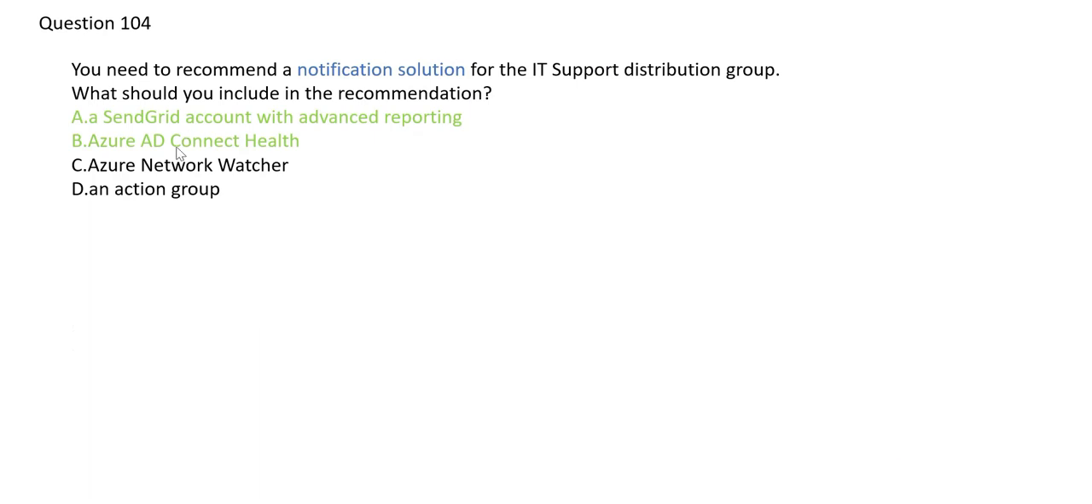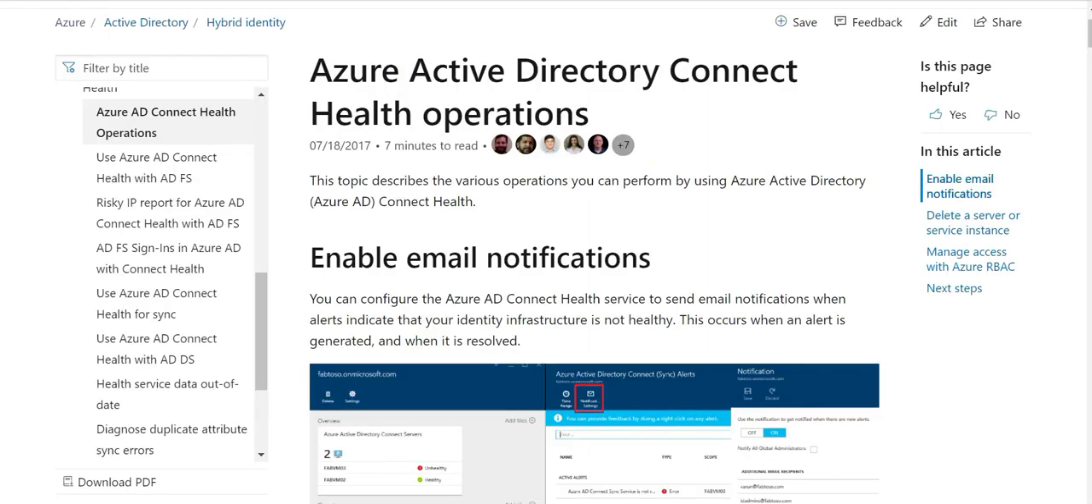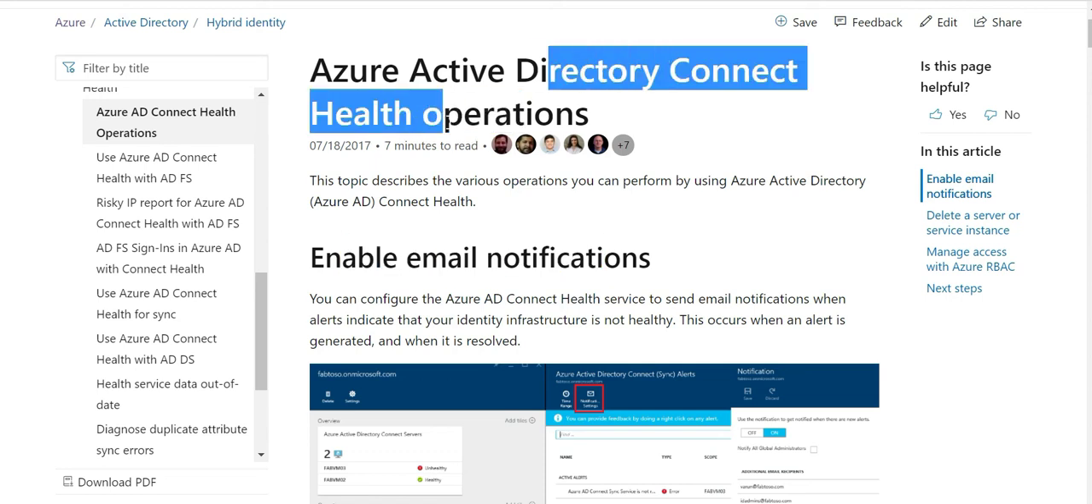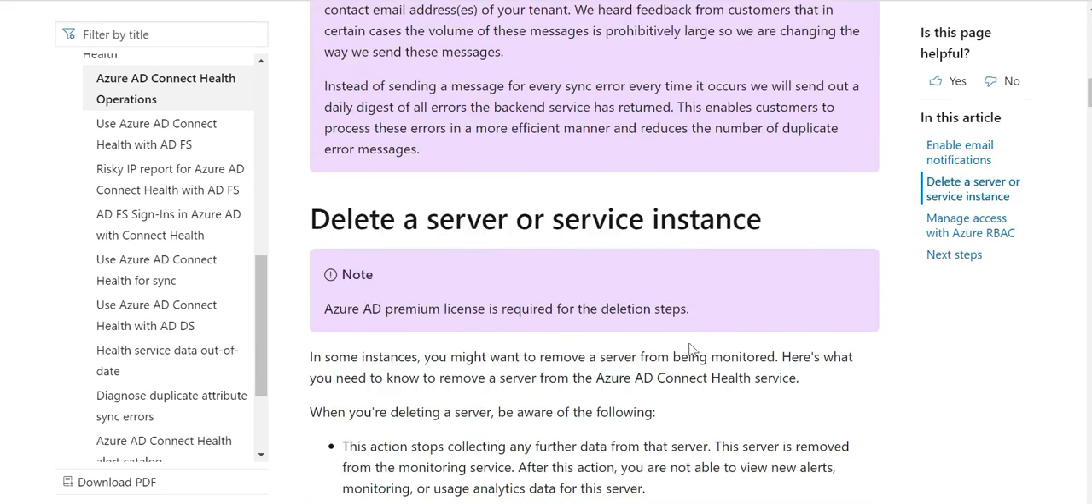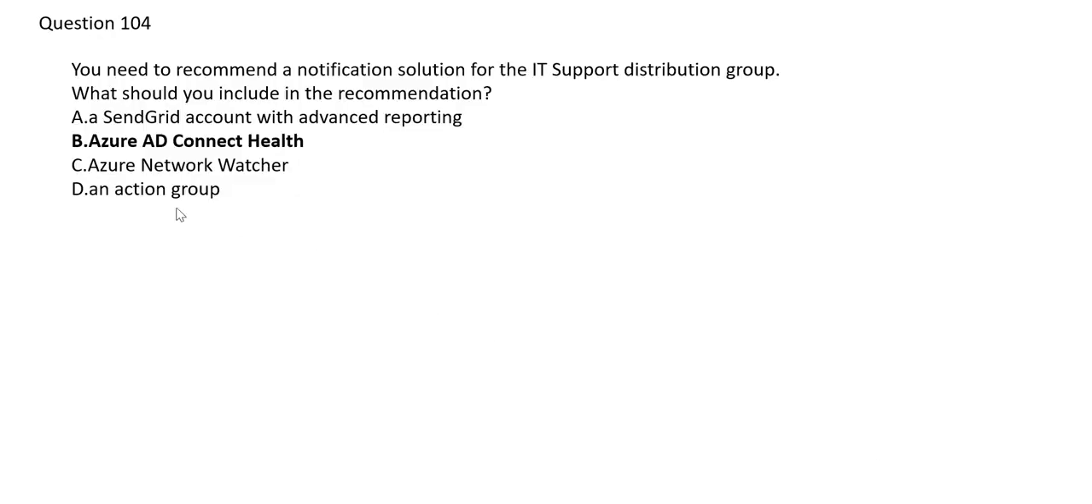But does AD Connect Health have features to send notifications? Is there a notification solution in place? Let's check that. You see this, you can configure email notifications. This is your Active Directory Connect Health operations, and you can configure or enable email notification. This is possible. This document explains the steps how to do that, and it is possible. So this is the right answer, AD Connect Health.